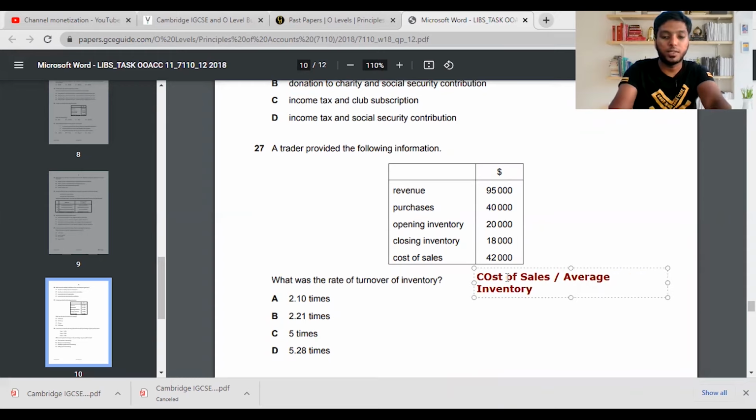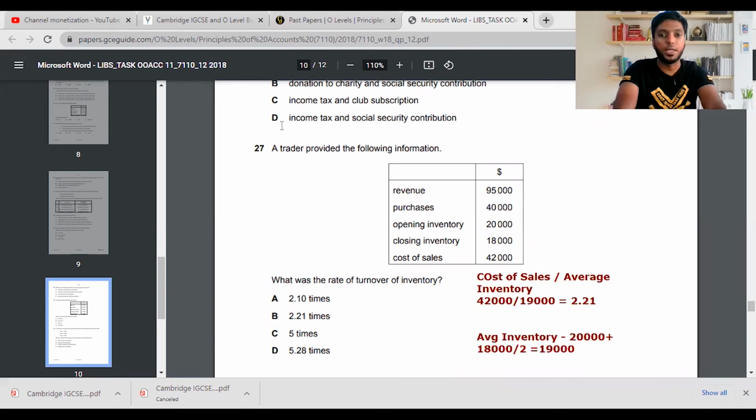So how do you find the average inventory? You can take the opening inventory, which is 20,000, plus closing inventory 18,000, both divided by 2. So 20,000 plus 18,000 is 38,000, divided by 2 will give you a value of 19,000. Now cost of sales is 42,000, so I'll take 42,000 and divide by 19,000, so I'll get a value of 2.21 times. So answer is going to be B.